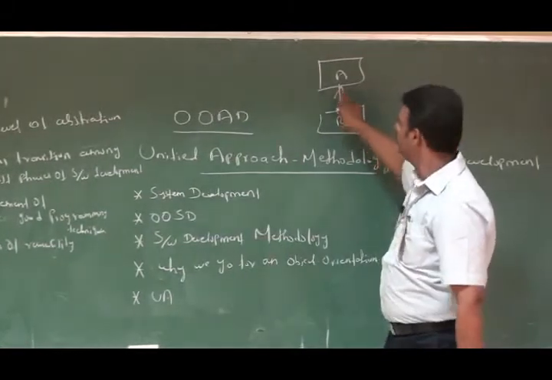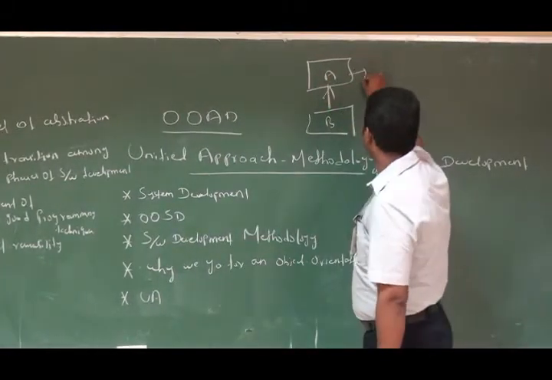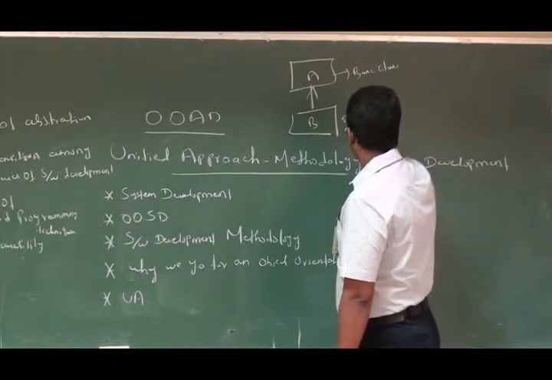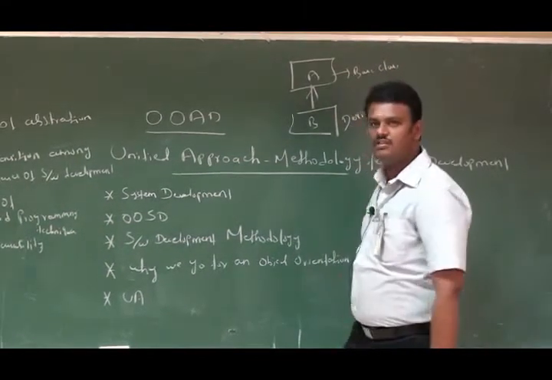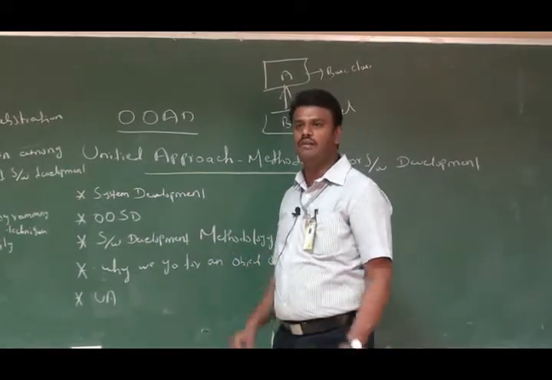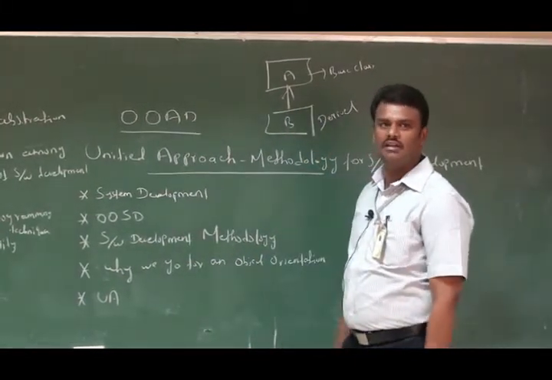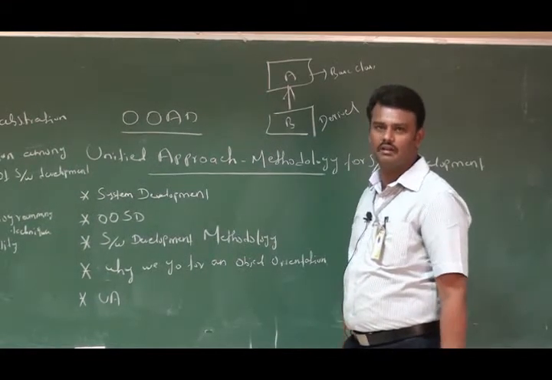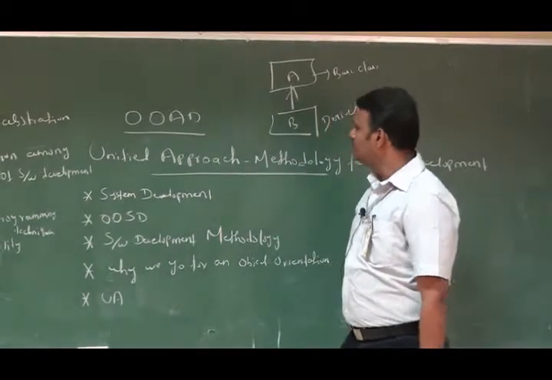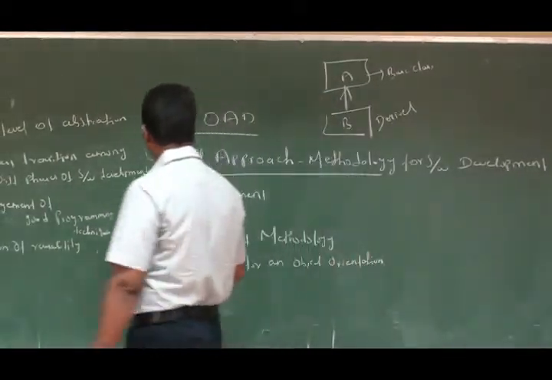What do you mean by inheritance? The properties of the base class may be inherited by the properties of the derived class. There are different types of inheritance: single inheritance, multi-level inheritance, multiple inheritance, hybrid inheritance, and hierarchical inheritance. Then the next one is the unified approach.